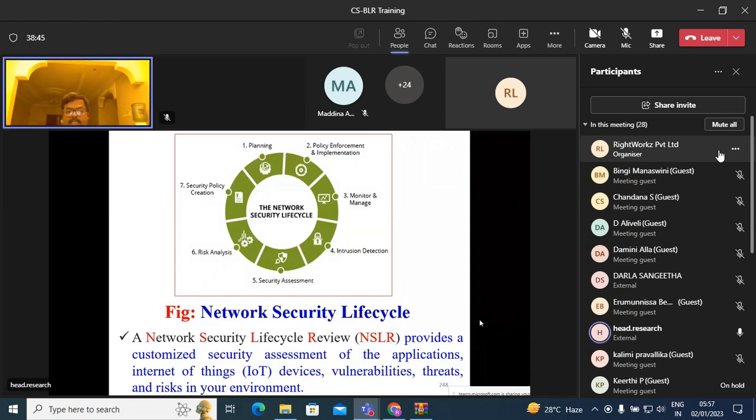Security policy means what type of rules and regulations we are following in the network. The first rule is whether you are an authorized person, and how can we check? With the help of credentials. Once you have given the correct credentials, you enter into the network. After that, we provide authorization to you, giving privileges to access your own information at the network level. So that is called security policy creation.